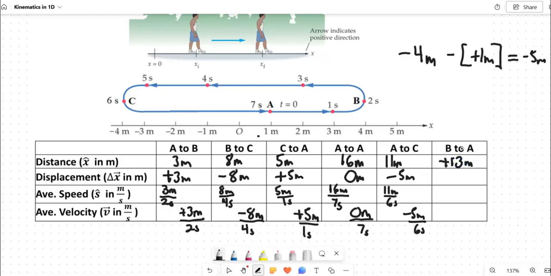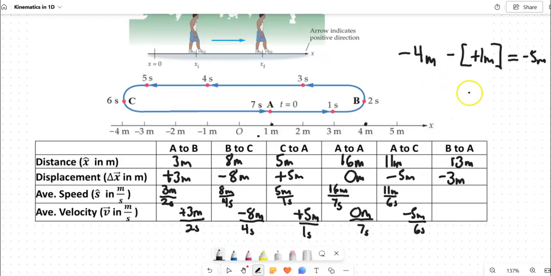Positive 13. Why am I putting positives in front of those? I'm driving myself crazy. Okay, so you started out at B, and you would have to go right here. 1, 2, 3, 4, 5, 6, 7, 8, 9, and then 10, 11, 12, 13, right? But if you started out here, this is your starting position for displacement. Your ending position is right here. That means your end minus beginning is going to be 1, 2, 3. It'll be 3 meters to the left.